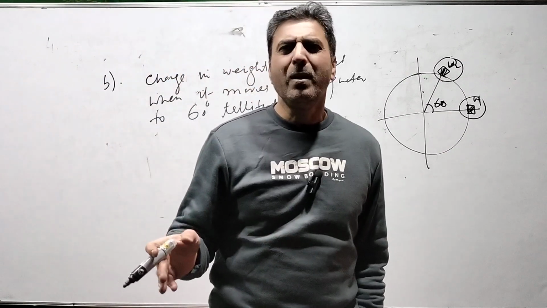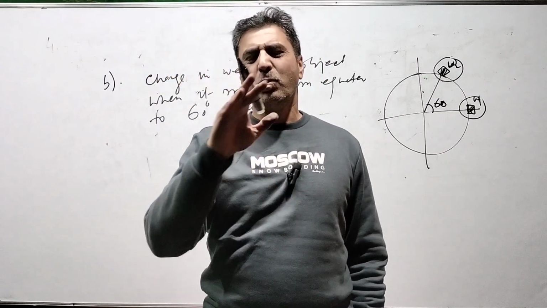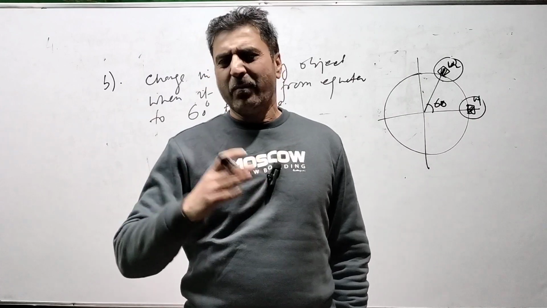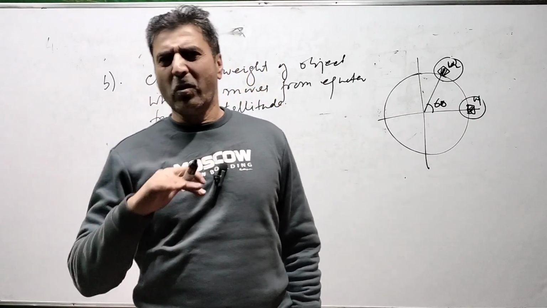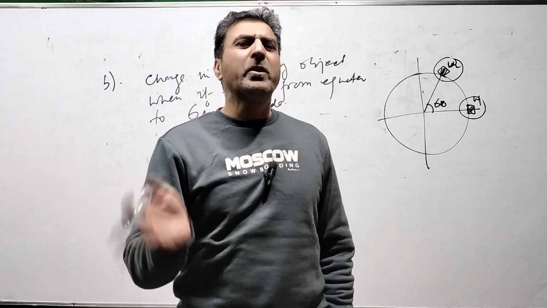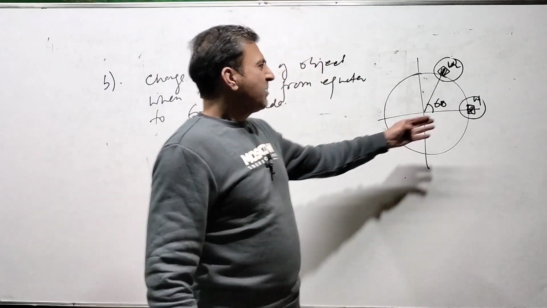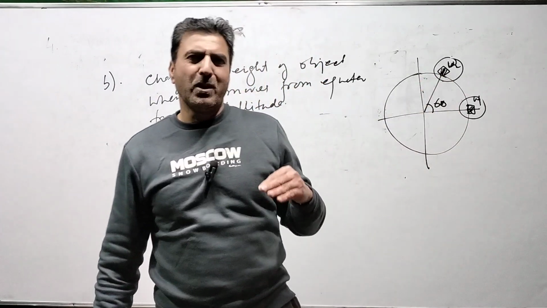After all, omega is very small. Omega is 2 pi by T, which is 2 pi divided by 24 hours. If we convert 24 hours into seconds in the denominator, the value of omega is very small. So the change is not much, but there is a small change.